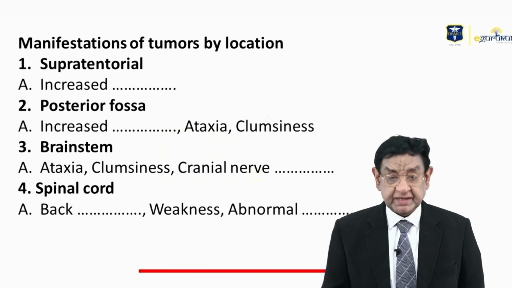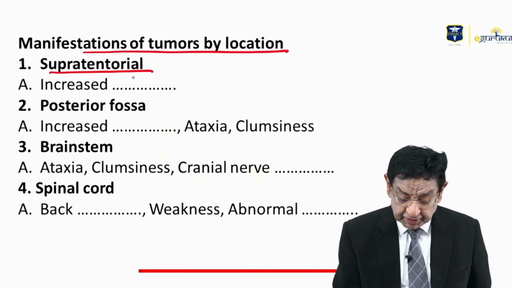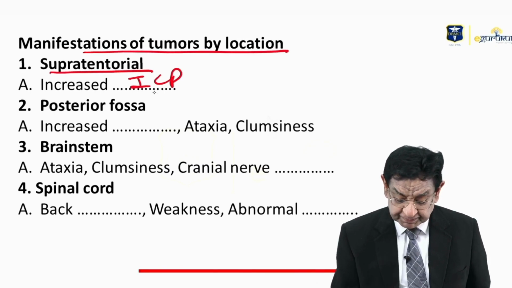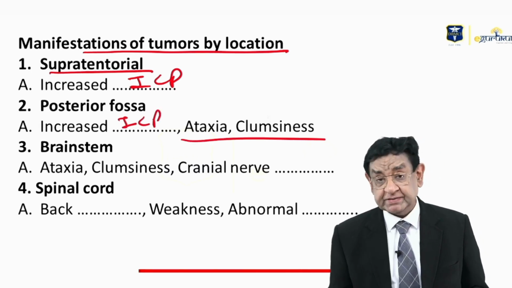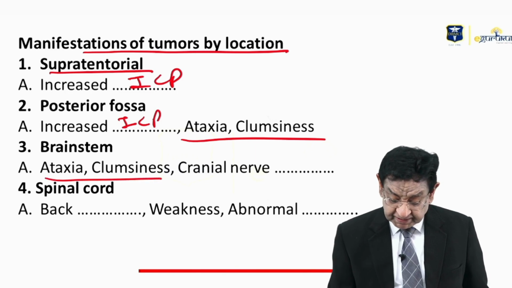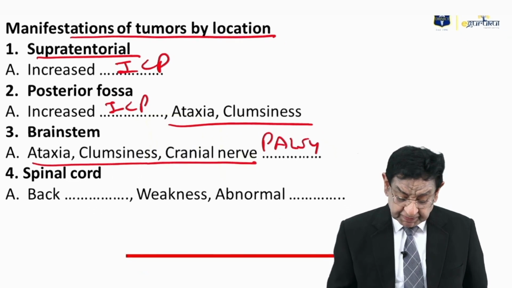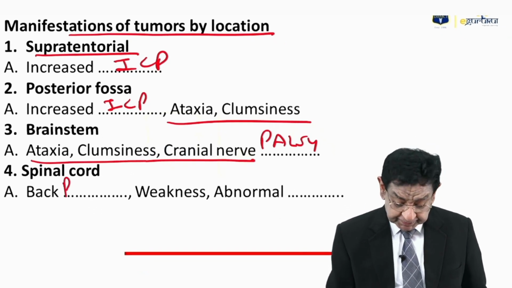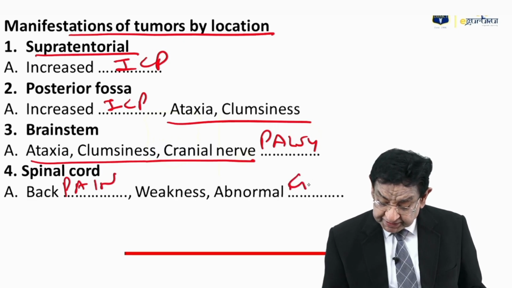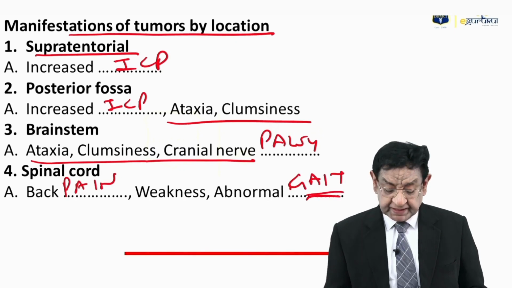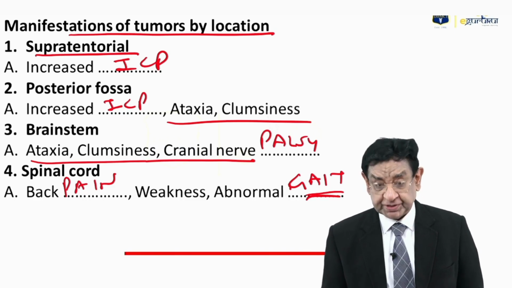Just a brief word. Manifestation of tumor by location: supratentorial, increased intracranial pressure. Posterior fossa, increased intracranial pressure, ataxia and clumsiness. Brainstem, ataxia, clumsiness, cranial nerve palsy. Spinal cord tumor, back pain, weakness, abnormal gait. They are the features, a summary, golden line to remember for the brain tumors, location wise.